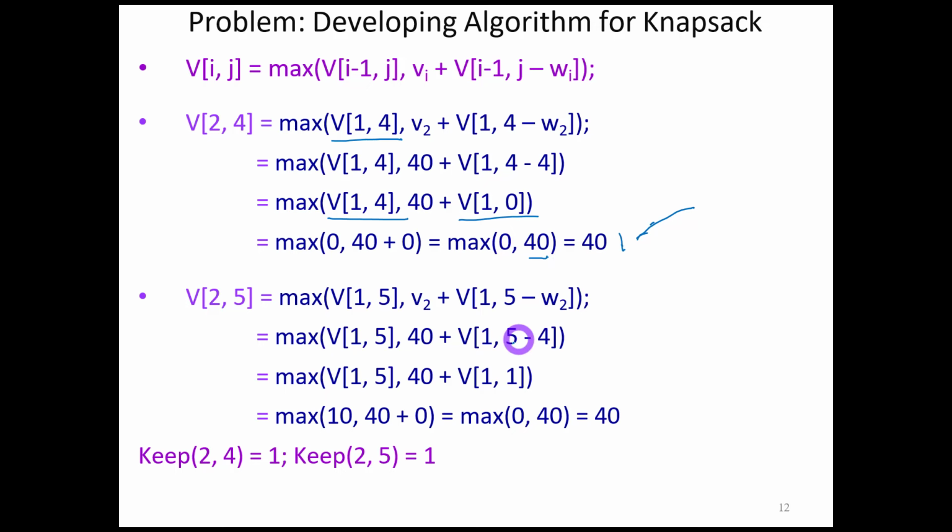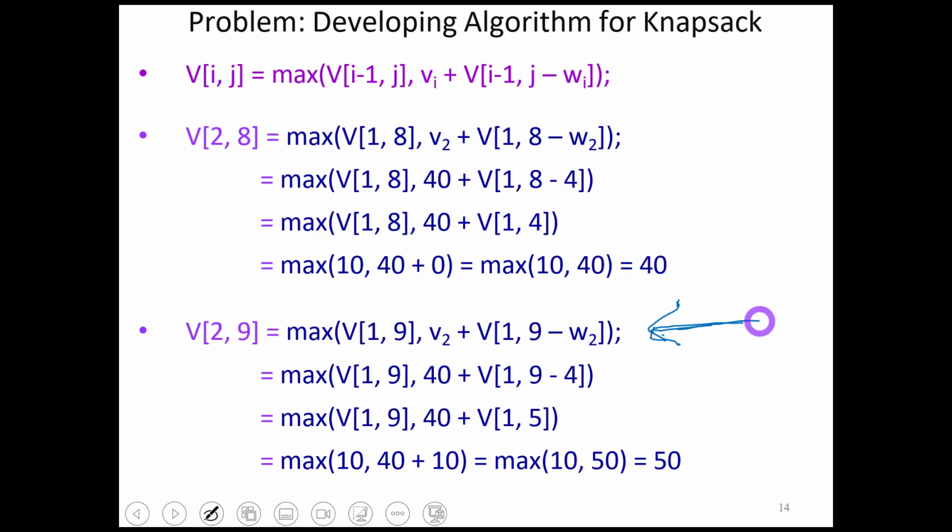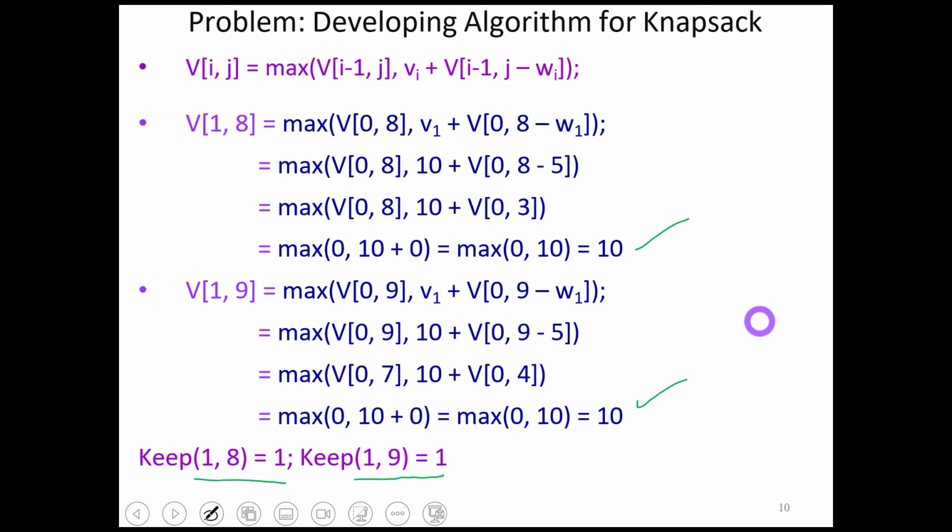Similarly for 2 comma 5, same procedure, we will be choosing 40 and we will be keeping 2 comma 5 as 1. Same case for 2 comma 6 and 2 comma 7, 2 comma 8. Okay, interestingly 2 comma 9 is different. Before solving this one, let me show you this conceptually on the table. 2 comma 9.